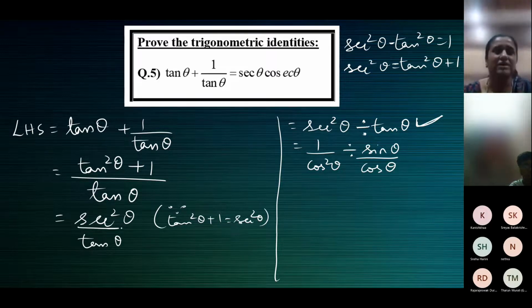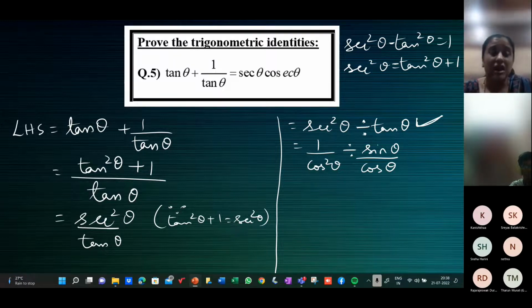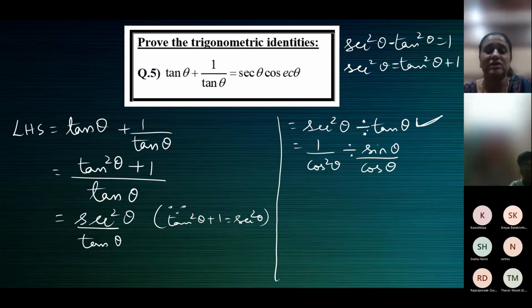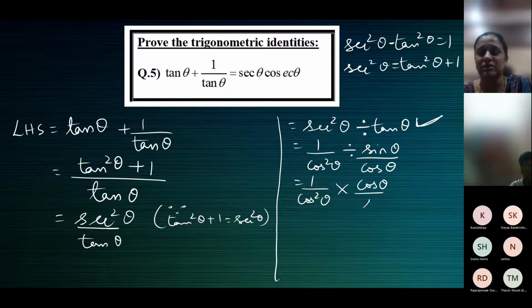Because when I came to this step, I realized next I'm going to do secant square theta is 1 by cos square theta, a fraction, and tan theta is sin theta by cos theta, again another fraction. So I thought, okay, let me write it like this: secant square theta divided by tan theta. Secant square theta is 1 by cos square theta divided by tan theta, sin theta by cos theta. Now division becomes multiplication and take the reciprocal of the fraction after the division sign. So it will become cos theta by sin theta.